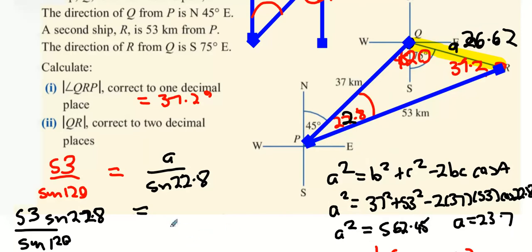$23.71, and sorry, about 23.7, aren't they? So that's good. So both answers match up. Okay.